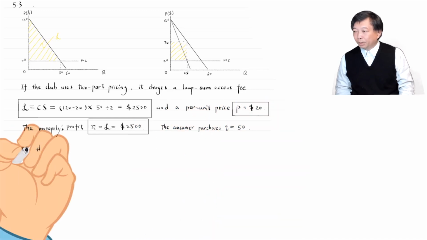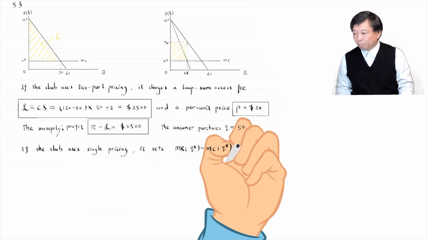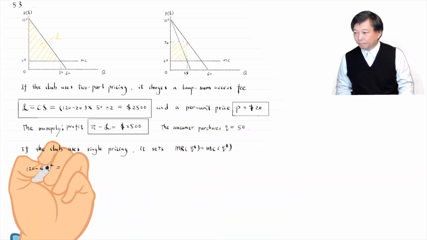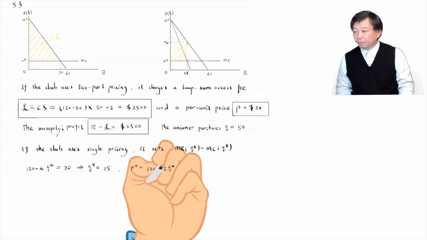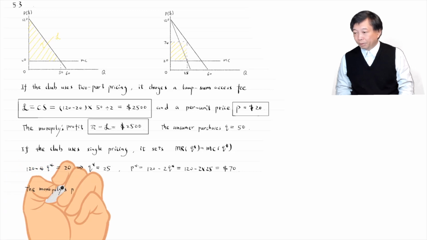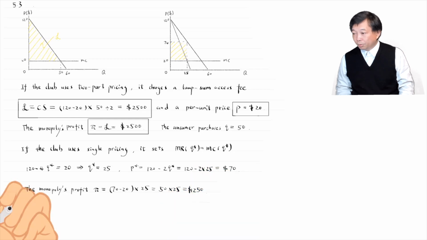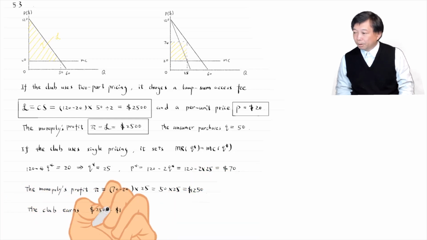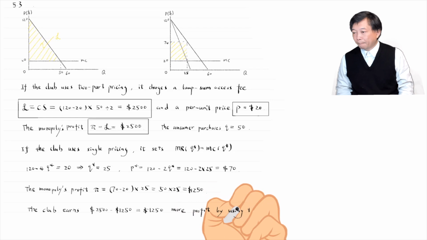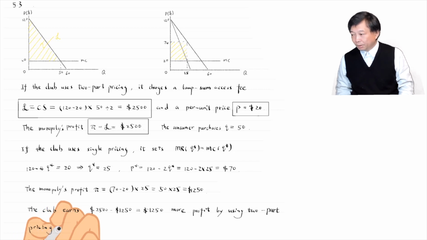By contrast, if the club uses single pricing, it sets marginal revenue equal to marginal cost at the optimal quantity. The monopoly price is $70. The monopoly profit is $1,250. Thus, the club earns $1,250 more profit by using two-part pricing. The consumer earns zero consumer surplus at two-part pricing, but plays more rounds of golf compared to the single pricing case.